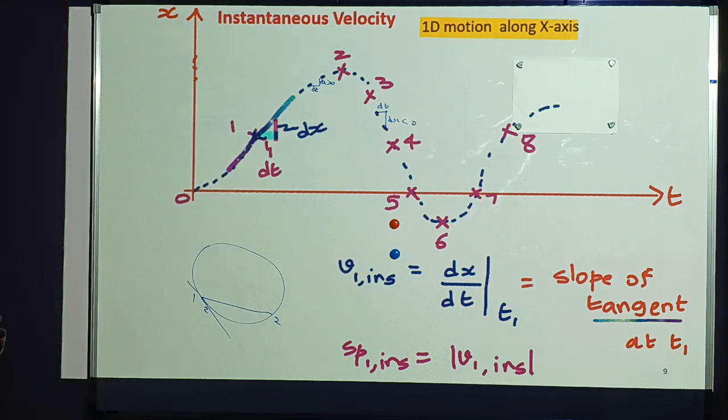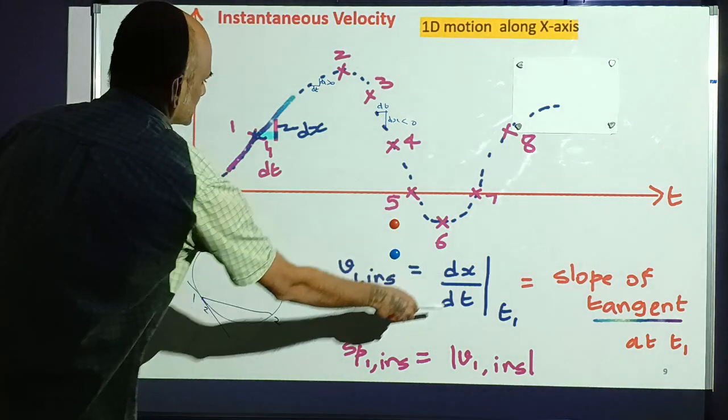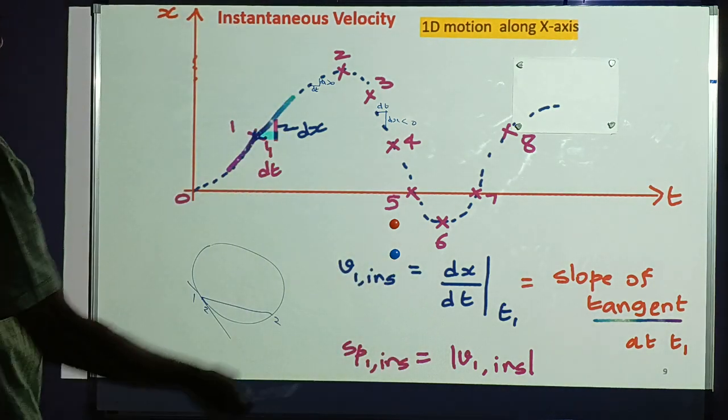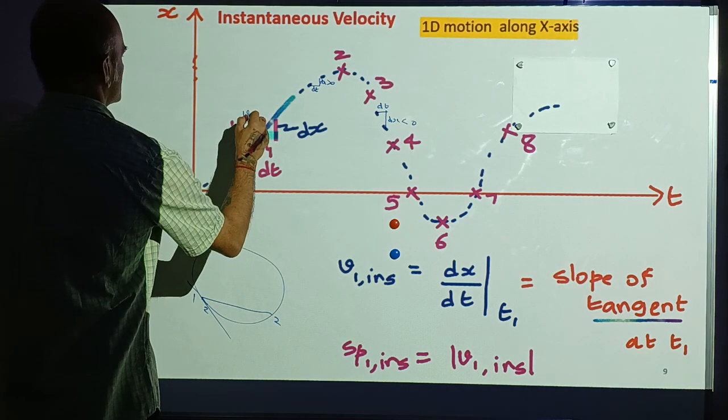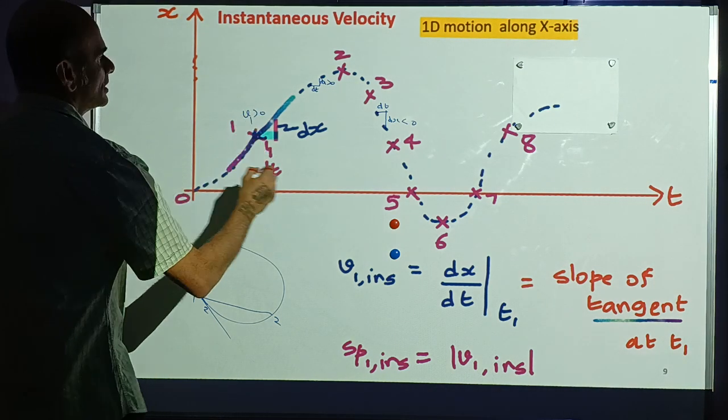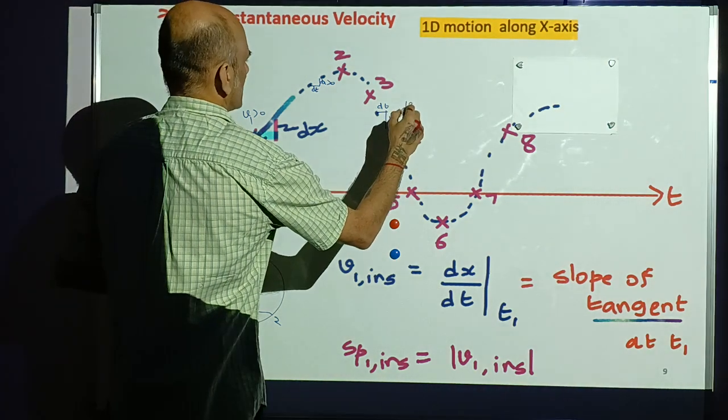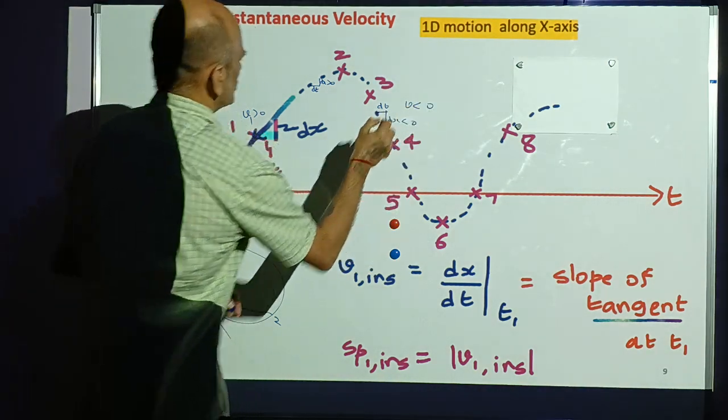So instantaneous velocity is the same as the slope of the tangent at the time instant. So instantaneous velocity at time t1 is dx by dt at the time t1, which is the slope of the tangent at time t1. To get instantaneous speed at this time, you just have to take the magnitude of this velocity. Here the velocity is positive because slope is positive. So at this time, velocity is negative because slope is negative.